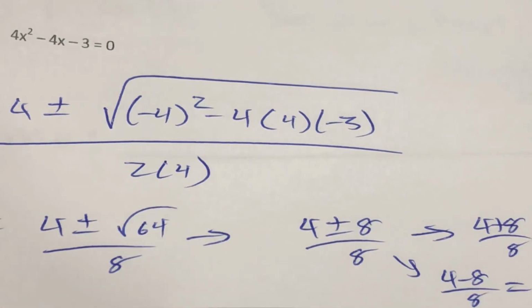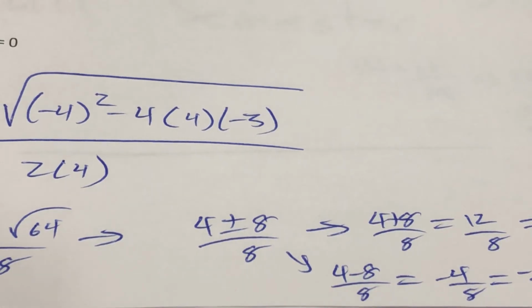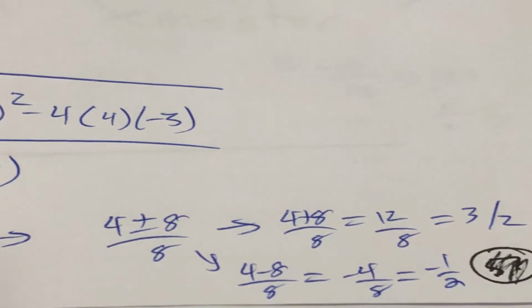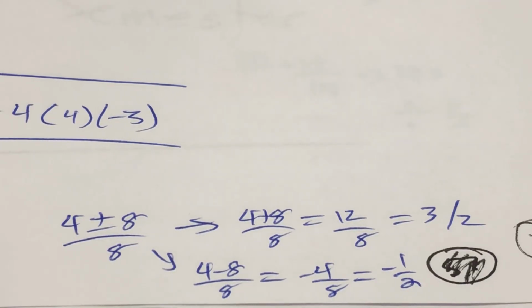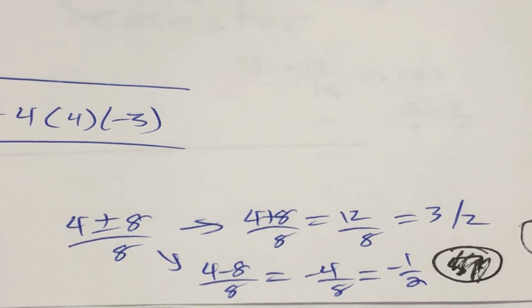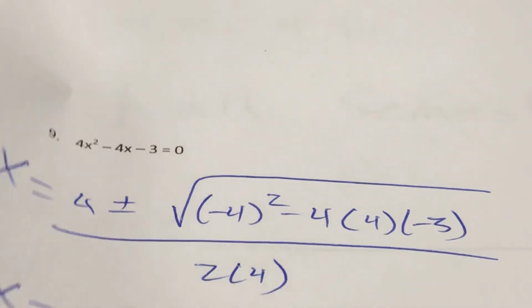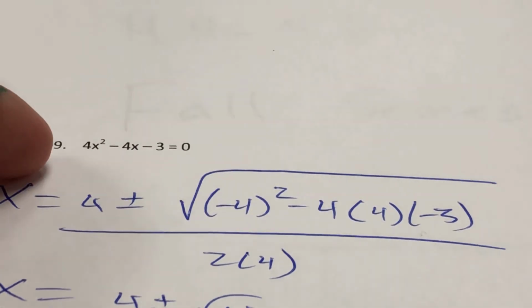The square root of 64 is 8. So you have 4 plus or minus 8 over 8. That's 4 plus 8 over 8, which is 12 over 8, which is 3 over 2. That is 4 minus 8 over 8, which is a negative 4 over 8, which is a negative 1/2. All right, again, this could have factored if you wanted to.